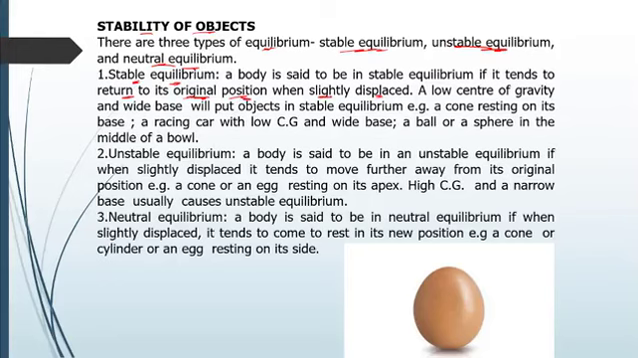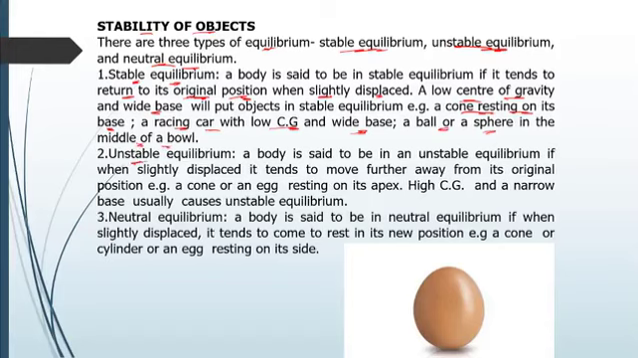This happens basically to objects that have a low center of gravity and a wide base. For instance, you're talking about a cone resting on its base, a racing car with a low center of gravity and a wide base, and then you're also talking about a ball or a sphere resting in the middle of a bowl.